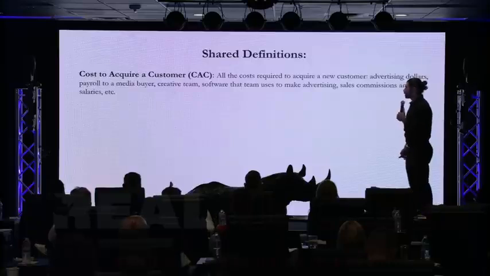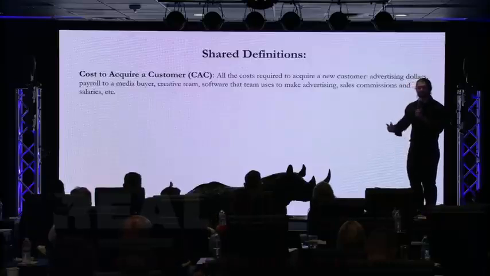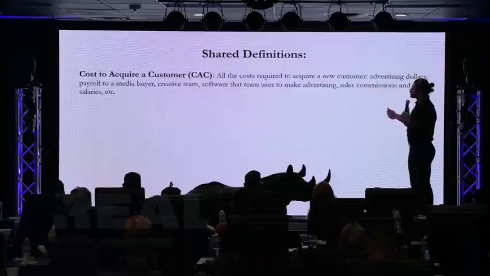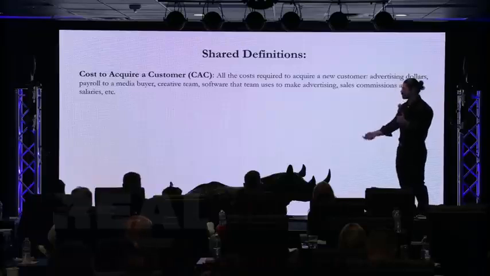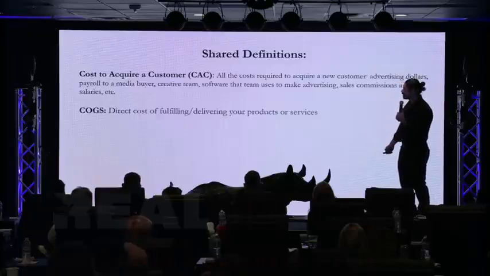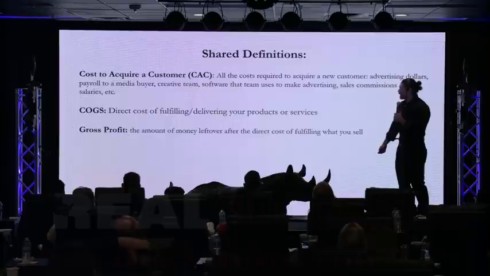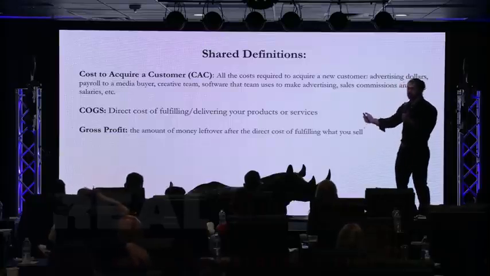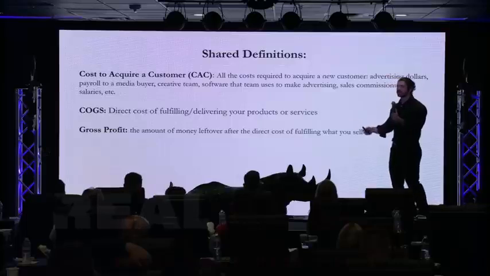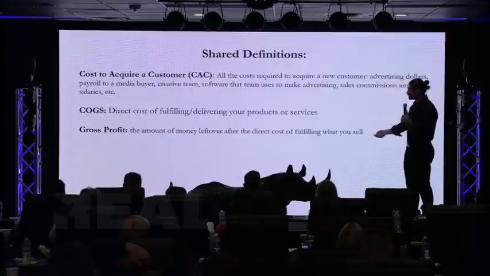So quick definitions real quick. Cost to acquire a customer, because sometimes I say these quickly and I forget who I'm talking to. So cost to acquire a customer, I say CAC, all right? All costs required to acquire a new customer: advertising, payroll, media buyer, creative team, software, all that stuff is cost to acquire a customer. Number 2, cost of goods sold, direct cost of fulfillment. Gross profit is the amount of money that is left over after the direct cost of fulfilling. So if you had one more customer, how much extra would you have to pay to fulfill that? Everything after that is the juice, right?